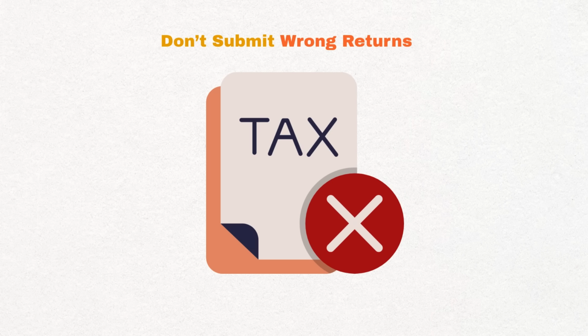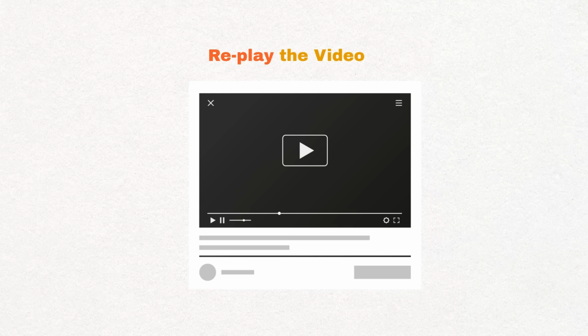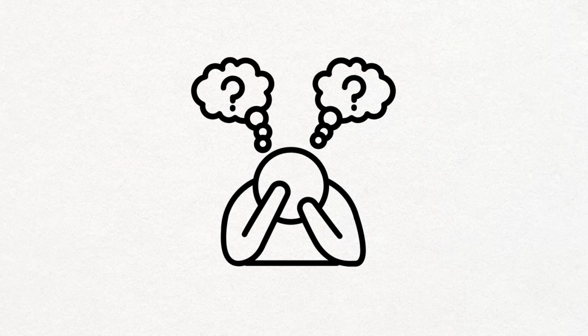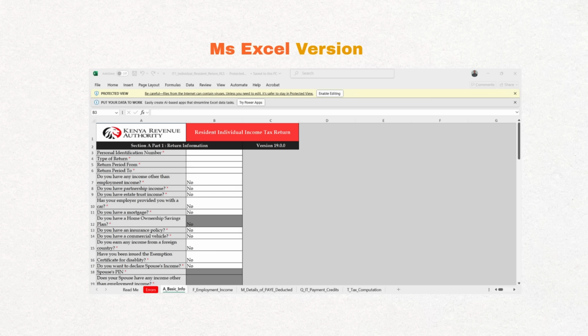But before you submit the wrong returns, watch the video again to confirm you didn't miss a step, and also recalculate the numbers I mentioned in the introduction of the video. If you try everything and it doesn't work, or need to amend what was returned, you might need to use the Excel version of submitting returns.